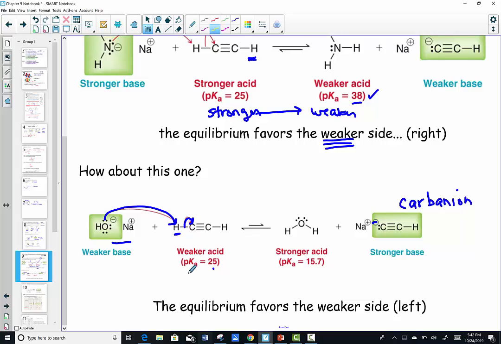Here, the pKa of your acid was 25. I look up the pKa of water. Again, use your pKa chart. It's a number, 15.7. That means that this is a stronger acid and that this is a weaker acid based on their pKa values. So clearly the equilibrium favors the weaker side. This reaction does not push in the forward direction. It lies to the left side with the acid itself, the acetylene, not being deprotonated.